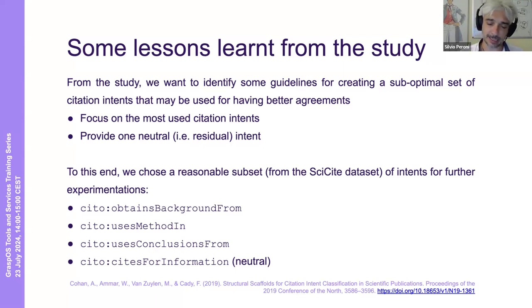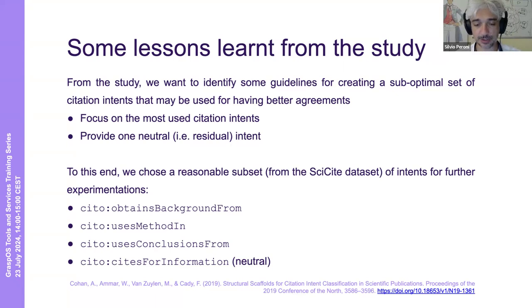So the idea here is that if you have a list of intents and none applies to the situation, you need to have a residual intent that is a very general one, an abstract one, where you can say, okay, this is the situation where the others don't apply, so we have a generic intent here. To this end, we started an experimentation within GraspOS. That is derived from the insights of these experiments and also from several existing data sets that have been made available in the past. In particular, we have used strongly the cite data set, and we experimented by using only 4 citation intents, which are obtains background from, uses method in, uses conclusions from, and cites for information, that is our neutral citation intent.